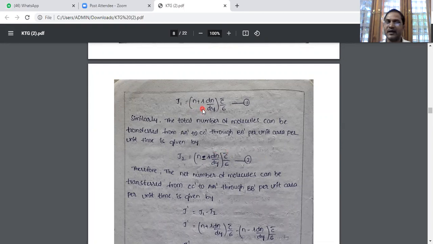J1 equals n plus lambda dn by dy, C bar by 6. J2 equals n minus lambda dn by dy, C bar by 6. Followed, sir?